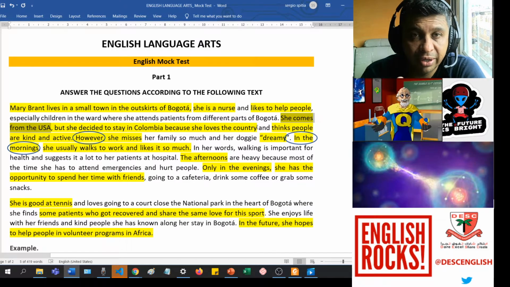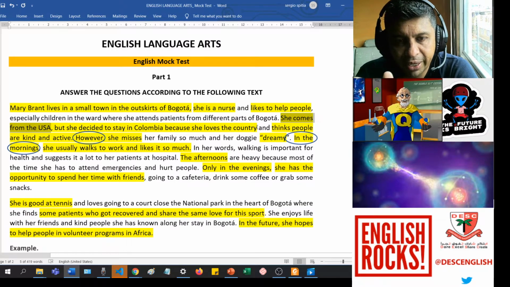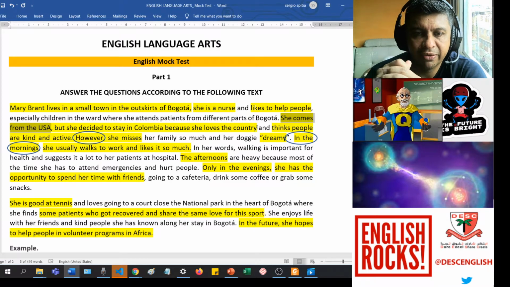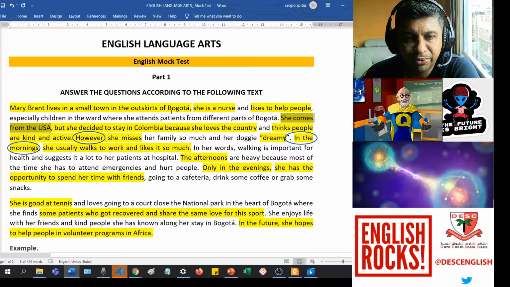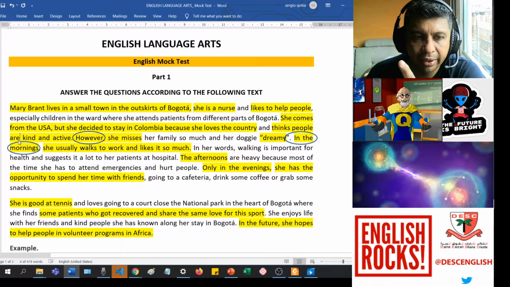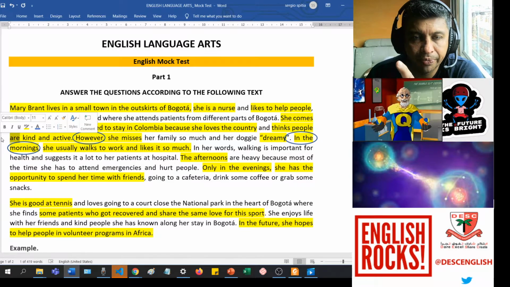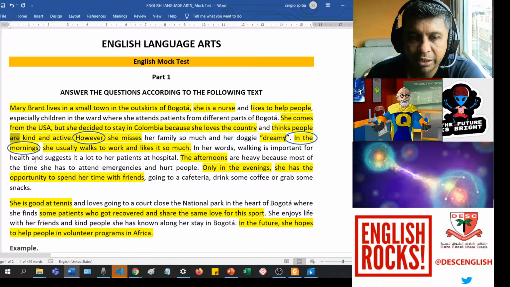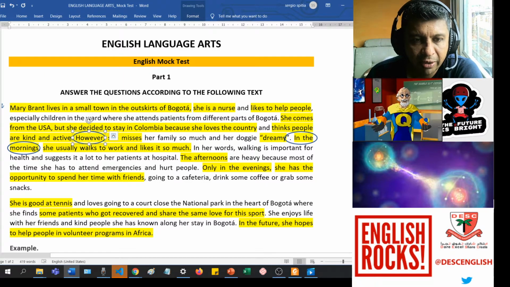but she decided to stay in Colombia because she loves the country. Estoy haciendo un seguimiento con traducción para que vayamos viendo en la parte resaltada elementos que nos van a facilitar la comprensión de las preguntas. Pero decidió quedarse en Colombia porque a ella le encanta el país. And thinks people are kind and active. Piensa que las personas son. Este verbo are, que es la conjugación del verbo to be, ser. Las personas son. Es muy importante porque es explicativo. Are kind and active. Son amables y activas.